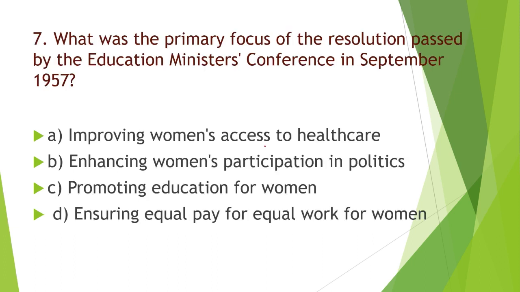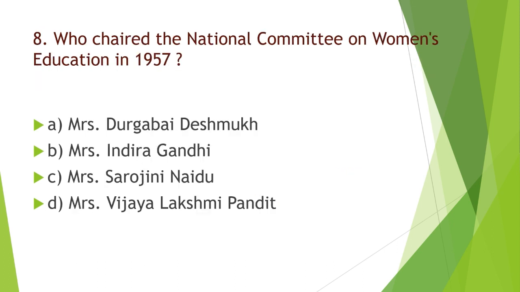Next question. What was the primary focus of the resolution passed by the Education Ministers Conference in September 1957? What was the primary focus of the resolution? Passed in which year? 1957. Who passed here? Education Ministers passed. So regarding what? Regarding promoting education for women. So they passed some resolution regarding promoting education for women. Education Ministers passed it. Next question.